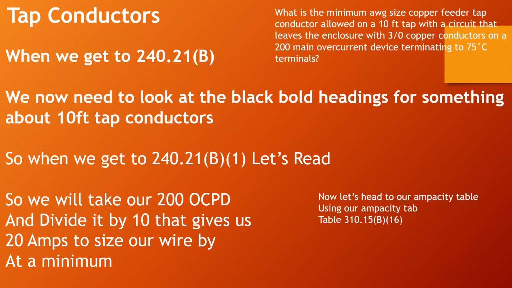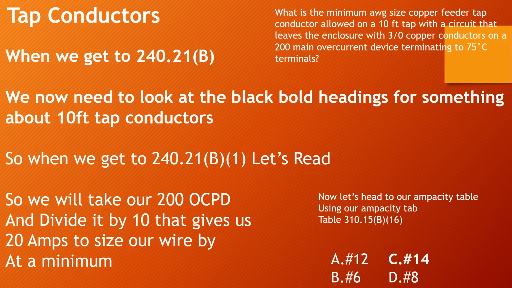We're dealing with copper conductors, and we are going to go to the 75 degree C column, and we're going to go down and size based off of our amperage, and that is going to be a 14 gauge wire in this case. So for this tap conductor, you are allowed to use a 14 gauge wire being protected on a 200 amp main breaker. I know it sounds crazy, but this is how tap conductors work.